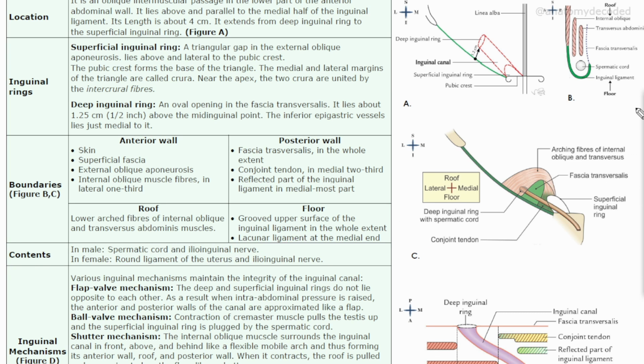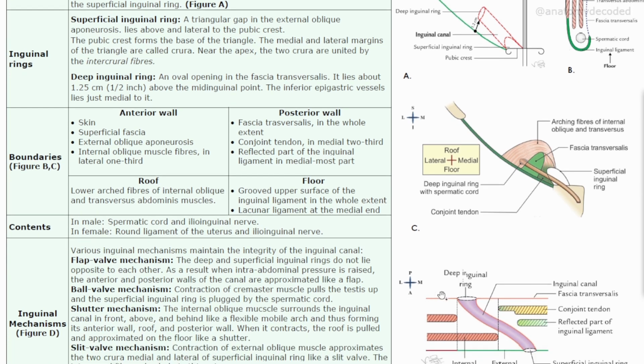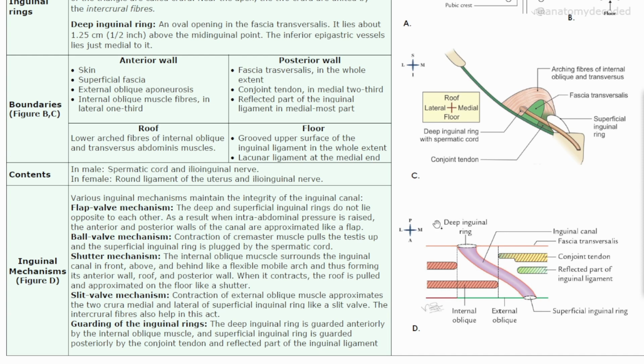There are multiple factors which help in maintaining the inguinal canal in its proper position such that herniation doesn't take place. Those are referred to as inguinal mechanisms. They maintain the integrity of the inguinal canal. One mechanism is called the flap wall mechanism, in which the deep and the superficial inguinal rings do not lie opposite to each other. The deep ring is this side, the superficial ring is this side.